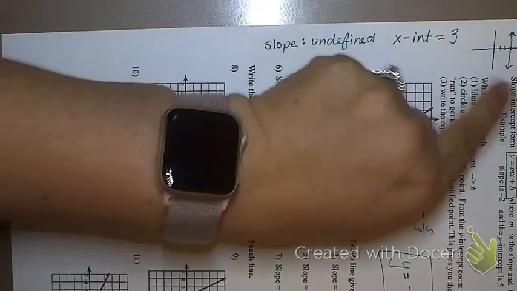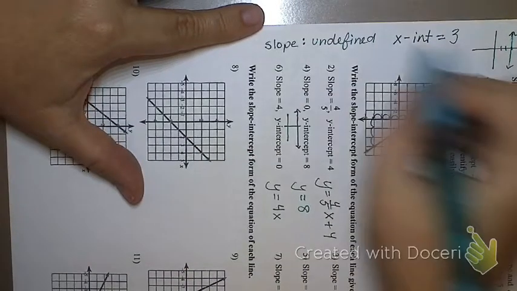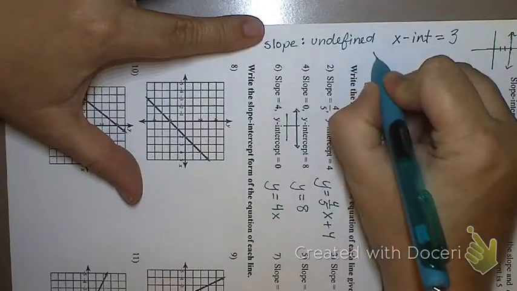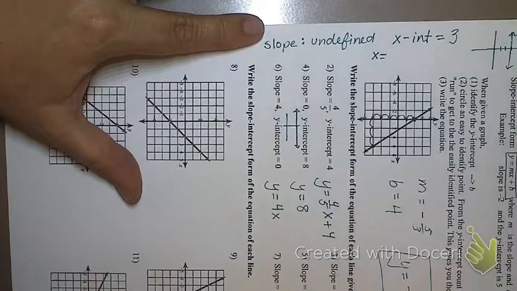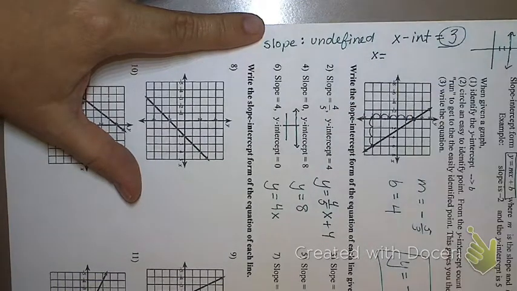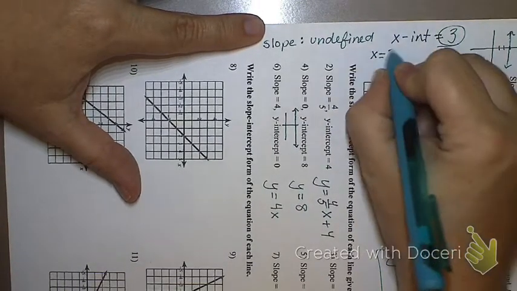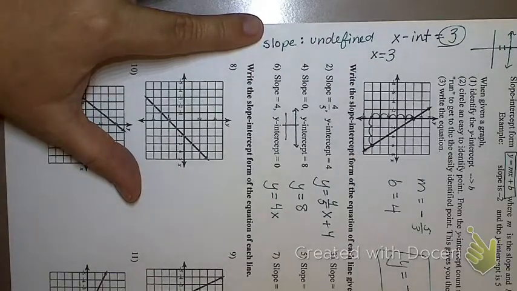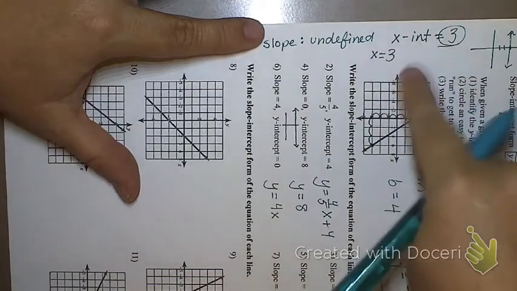What's the equation of that line? If the slope is undefined, your line is automatically x equals something, and it's going to be whatever that x-intercept is. So that would be the equation x equals 3. That is technically slope-intercept form for that line because it's the only way you can actually write that line. Now that one's not going to come up too often, but I did want to cover it for you.